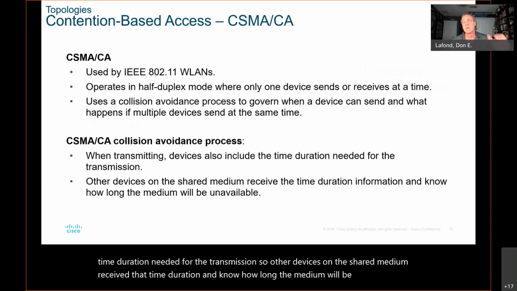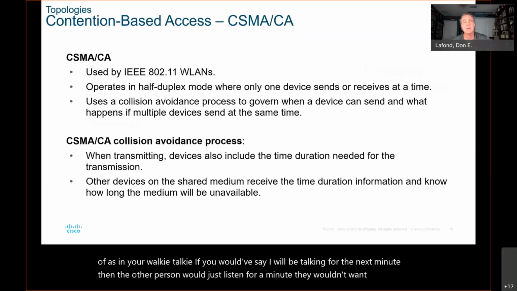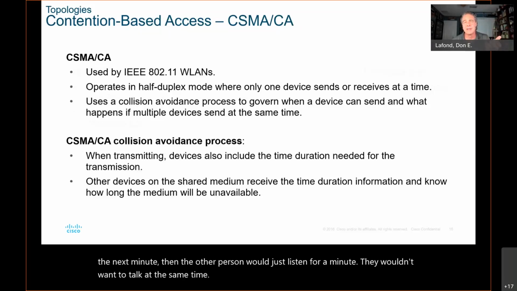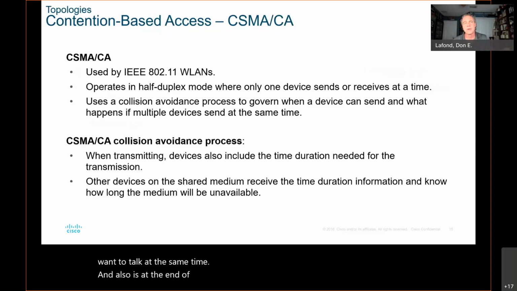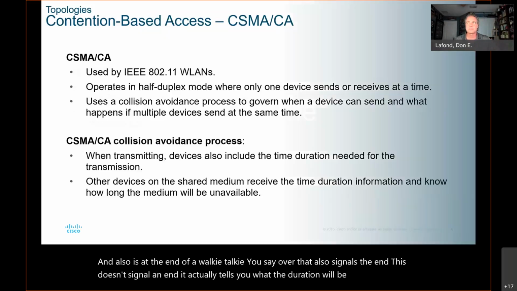Sort of as in your walkie-talkie, if you were to say, I will be talking for the next minute, then the other person would just listen for a minute. They wouldn't want to talk at the same time. And also, at the end of a walkie-talkie, you say over. That also signals the end. Well, this doesn't signal an end. It actually tells you what the duration will be needed for the transmission.